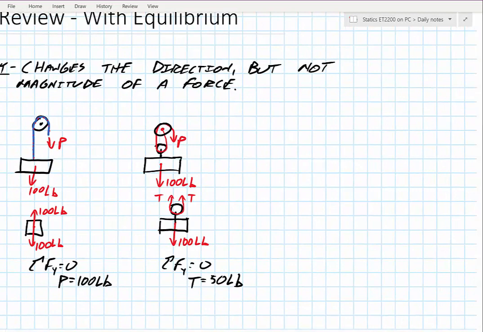And you can do this as many times as you want. What you're really looking at is that anytime you have any kind of direction change, I know that the force in the pulley has to be the same throughout.